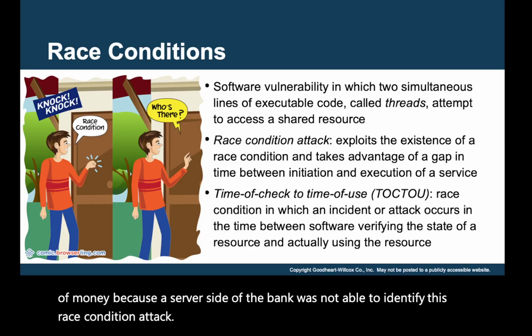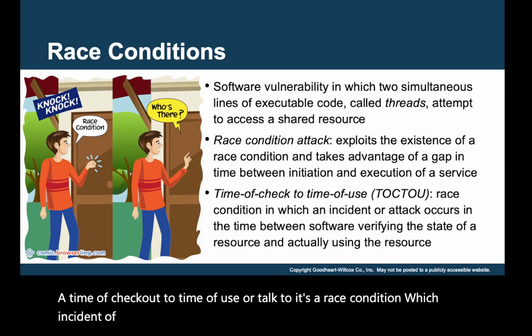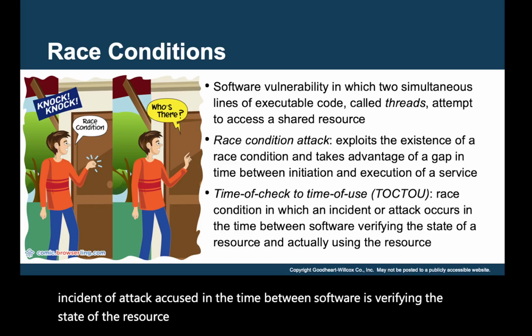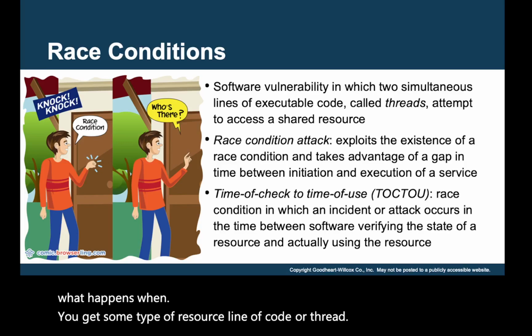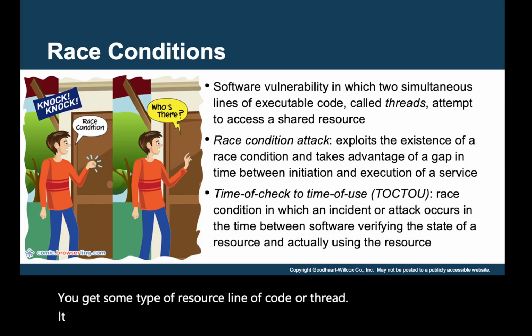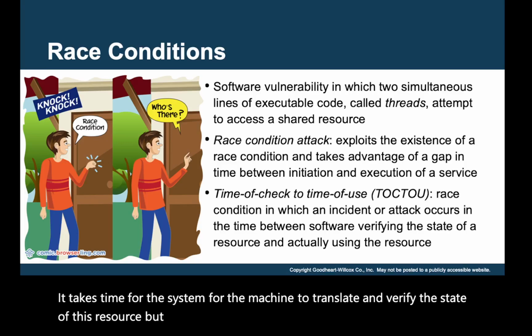Time of check to time of use, or TOCTOU, is a race condition in which the attack occurs in the time between the software verifying the state of the resource and actually using this resource. That's exactly what happens when you get some type of resource, line of code, or thread, and it takes time for the machine to translate and verify the state of this resource. But attackers can use this time to implement an attack.